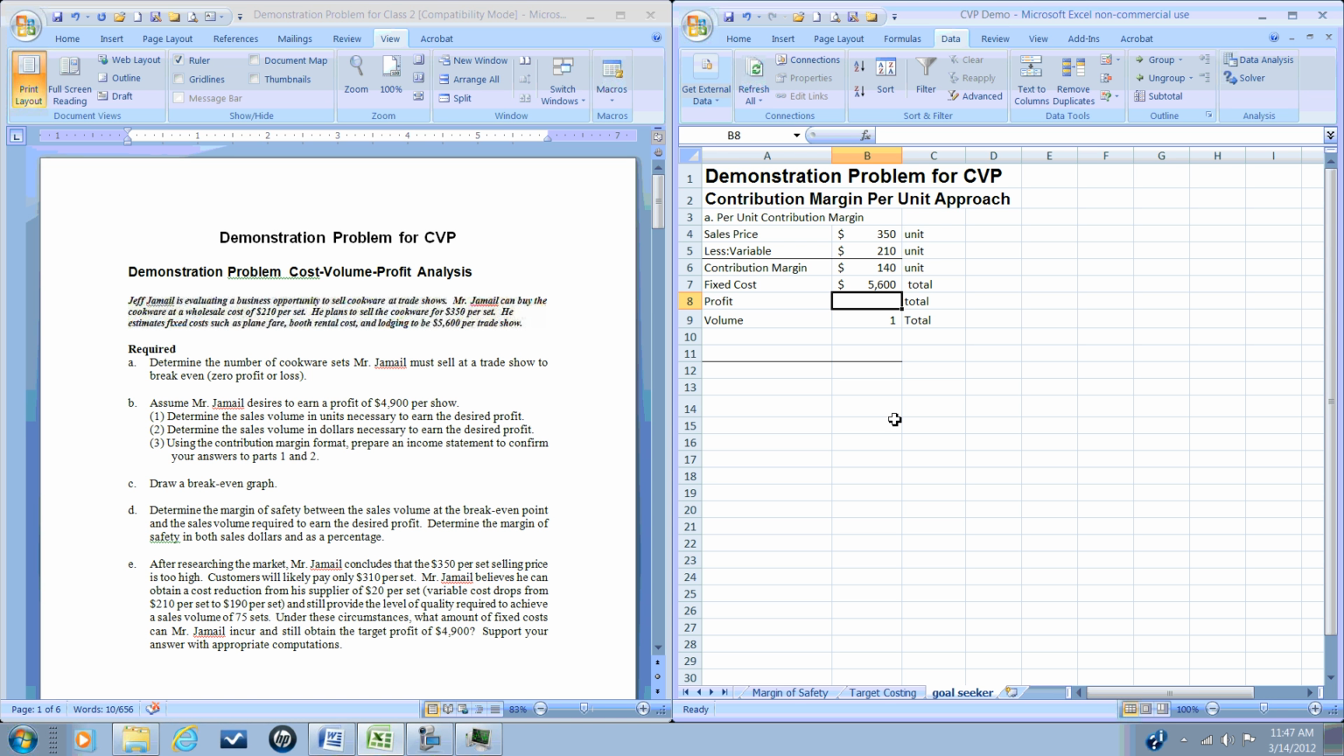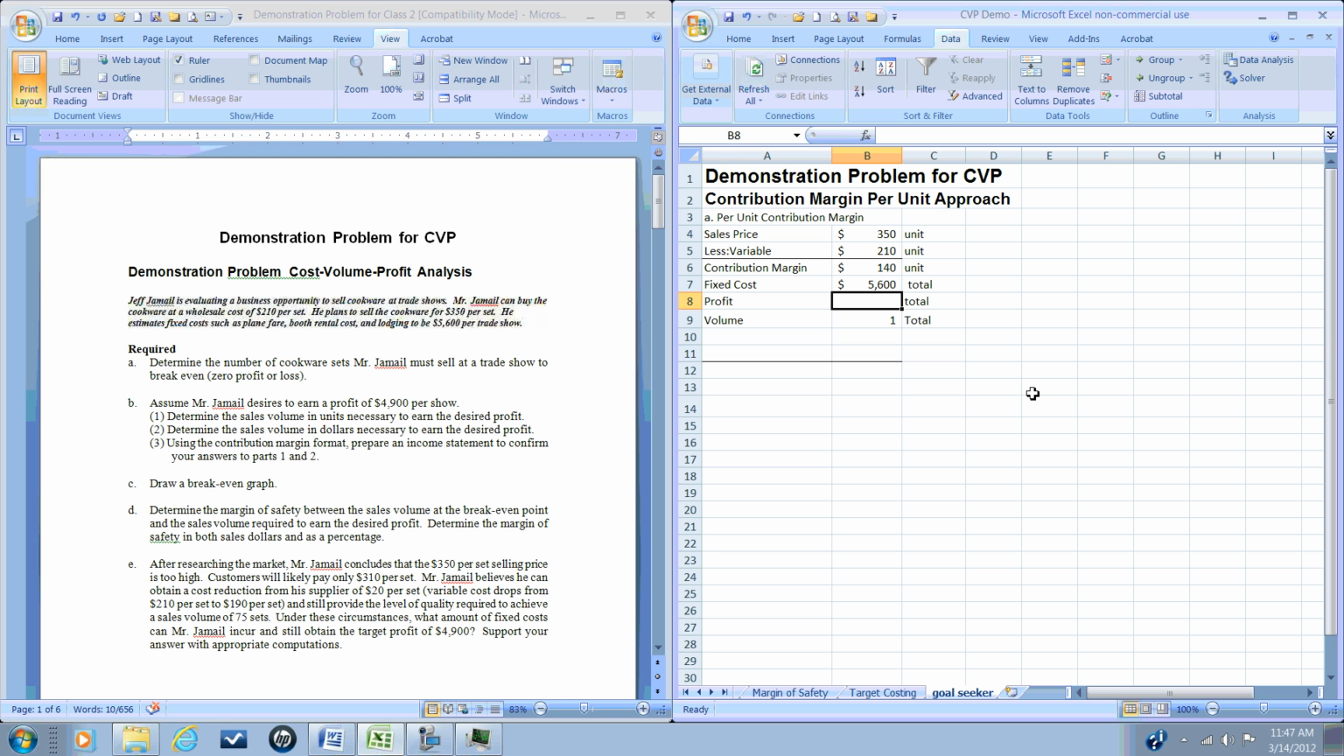The first thing we have to do is set up a formula to determine the profit. And to do that, I need to set the volume at something. So let me set the volume at 1. So if he only sells 1 unit, what will be the outcome?